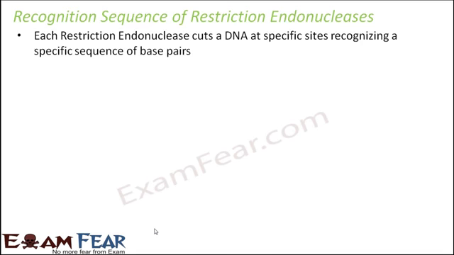For that purpose there exists a recognition sequence. Why sequence? Because DNA is all about sequence of bases. So there are specific sequences of bases which will tell the enzyme that okay, you have to cut it from here. So each restriction endonuclease cuts DNA at specific sites, recognizing a specific sequence of base pairs. That means every restriction endonuclease enzyme is very specific as far as a recognition site is concerned.